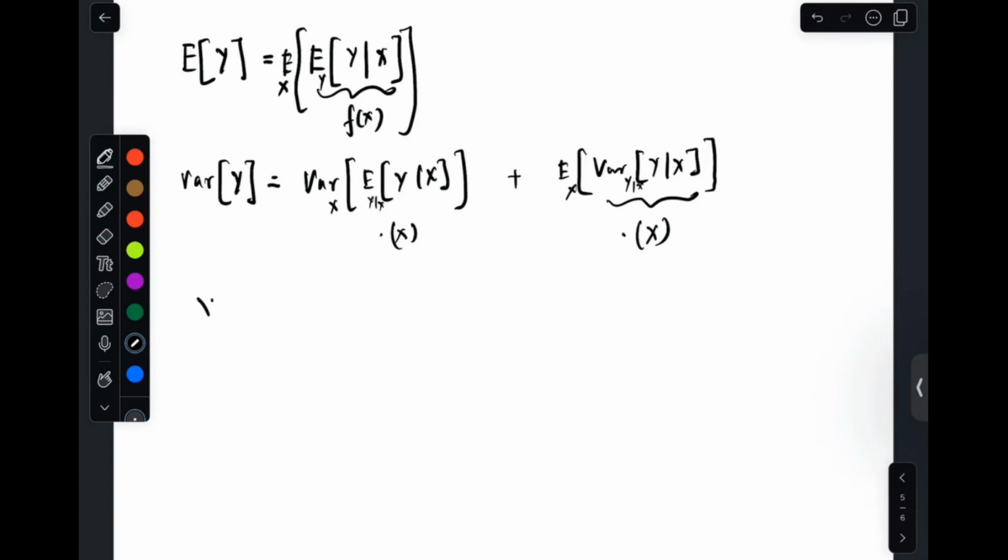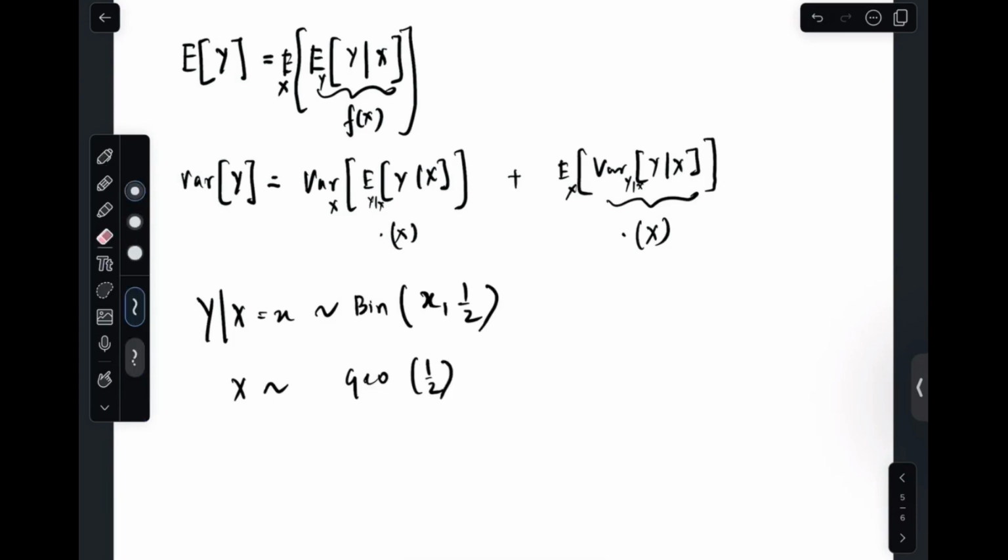We know that y given x is equal to small x follows binomial x comma half, and x follows geometric half. Just number of trials. I'm writing it over and over again so that you don't forget that. Let's calculate this expectation of y given x now. The expectation of y given x will be nothing but x by 2, n into p, right? X by 2, right? X is a random variable.